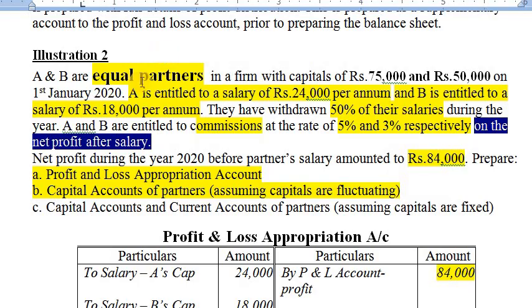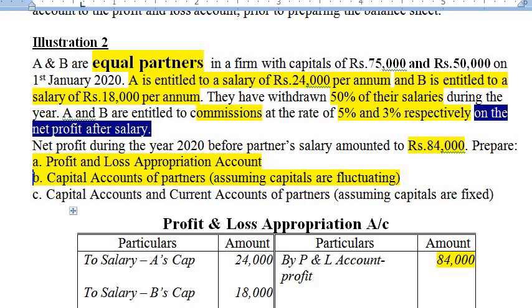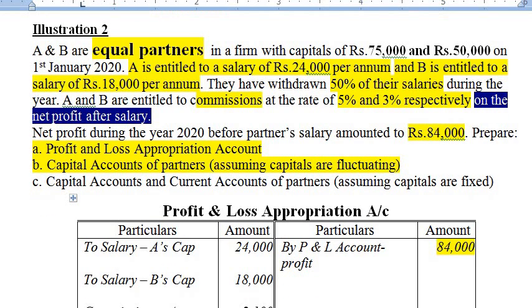Where is the profit? They made a profit of rupees 84,000. That is the first entry before reading anything. When you see this profit and loss appropriation question, just locate the net profit. This can come for 3 marks or 4 marks, so don't spend too much time with this. Locate the profit, mark the net profit and put it there first, credit side. If it is a loss, you will start with the debit entry. If it is profit, you will start with the credit entry, net profit.